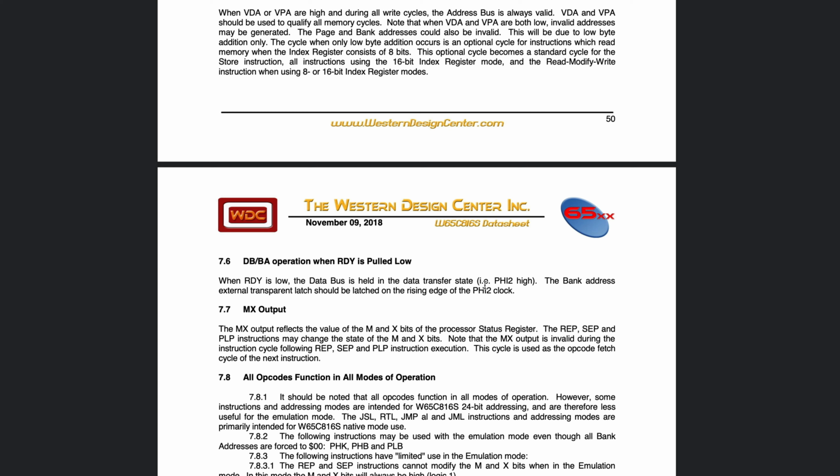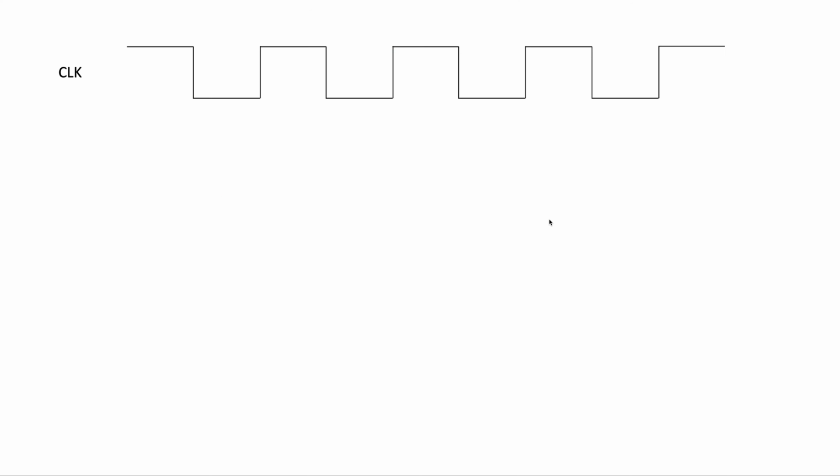This is an interesting property because it will help us connect the CPU to slow devices. For example, our ROM is quite slow, and so it would be nice to be able to run the CPU at a high frequency while still being able to connect to the ROM. And so what we could do is to introduce a wait state in which the CPU would be held in the data transfer state by using ready. Okay, so let's take a look at how the ready pin works conceptually.